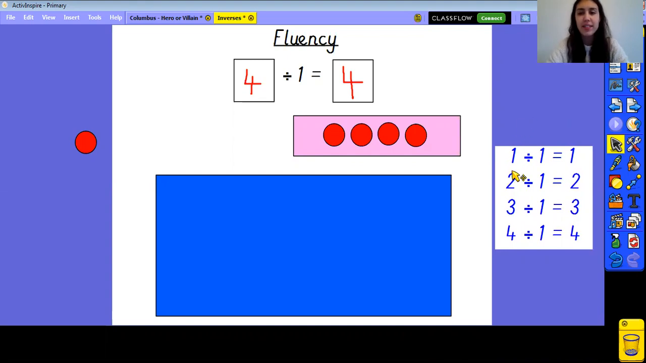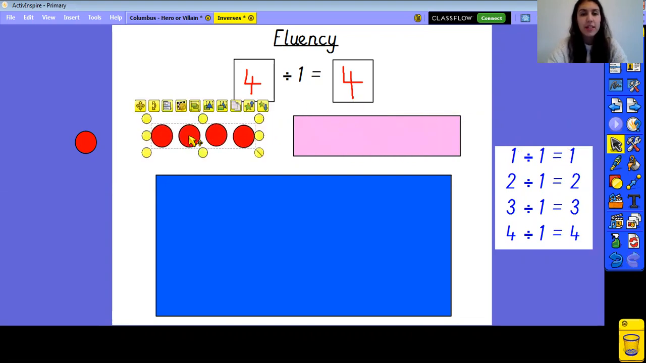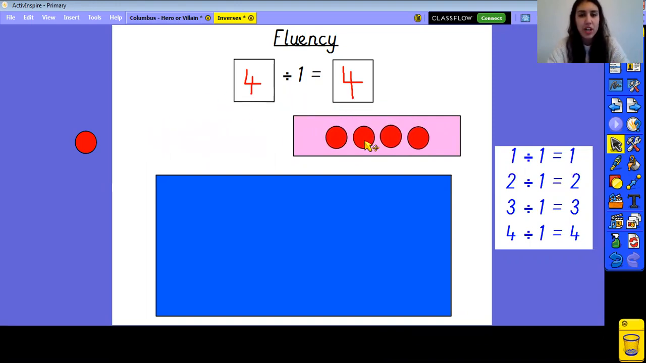Excellent. You may have noticed that when we divide a number by 1, our answer is the number that we started with. And that's because, as we can see, if we look at this from a sharing context, then what happens is all of those counters have to stick together because they've got to fit into one group. So nothing's changing. They're not being shared out. They are keeping together and being shared into that one group. So that's why it's the same.